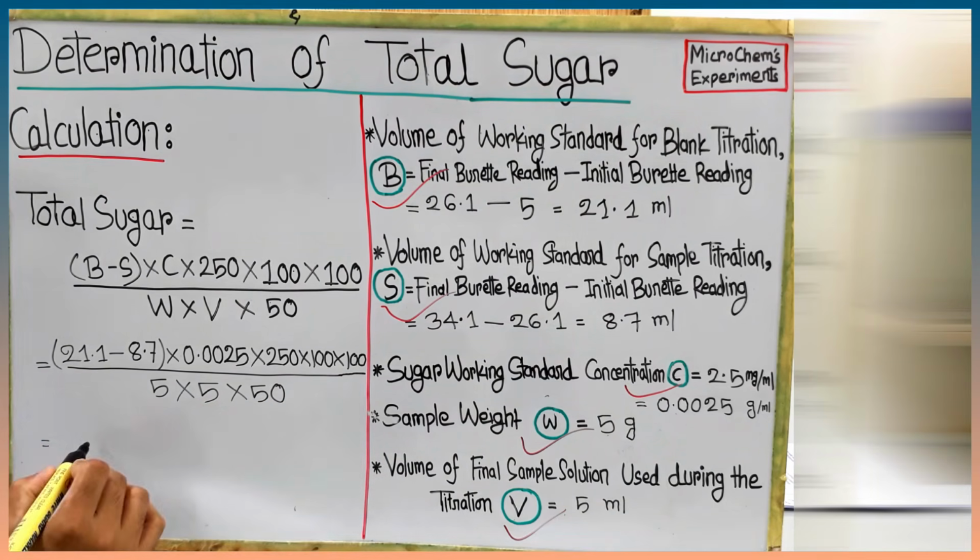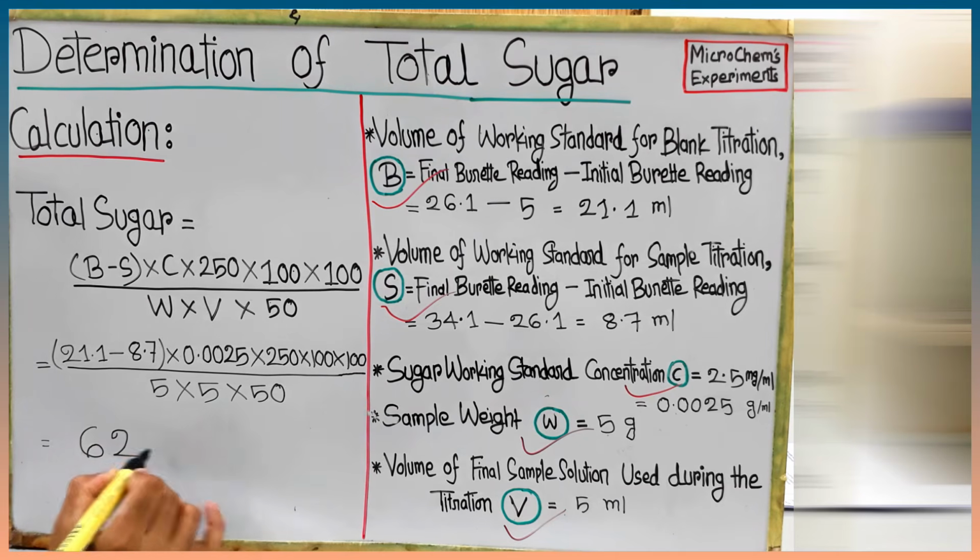By solving the equation, we get the total sugar concentration of our sample is 62%.